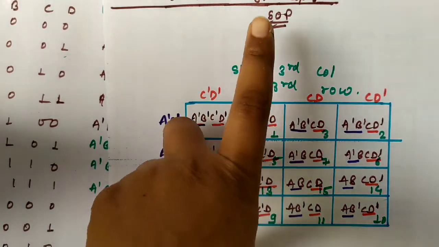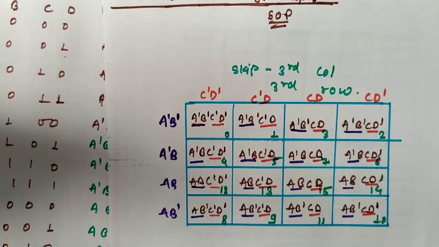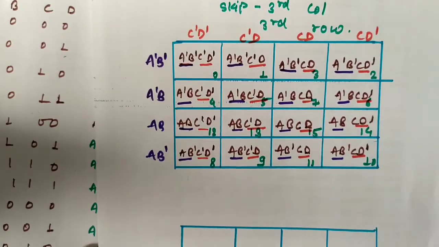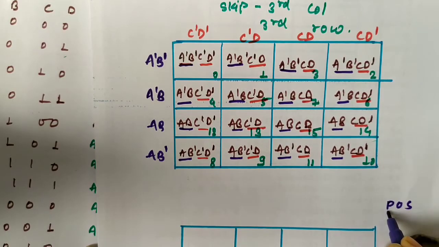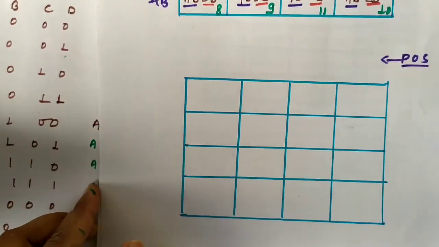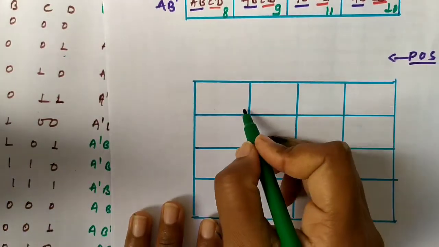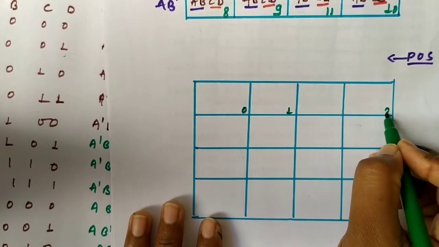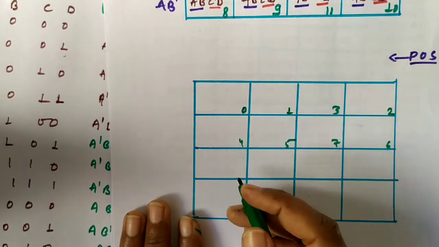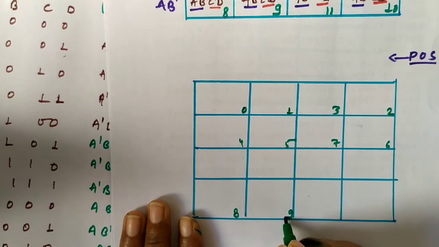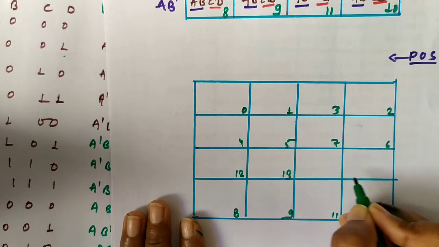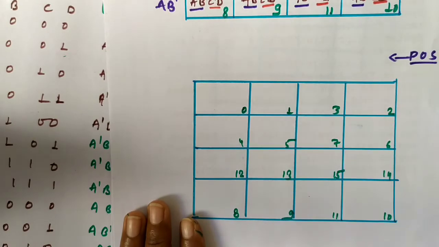This is the expression of SOP. Next we move to the POS. This is for POS. So for the POS, the value is the same. For that, it is 0, 1, 2, 3, 4, 5, 6, 7. Then skip. That is 8, 9, 10, 11, 12, 13, 14 and 15.